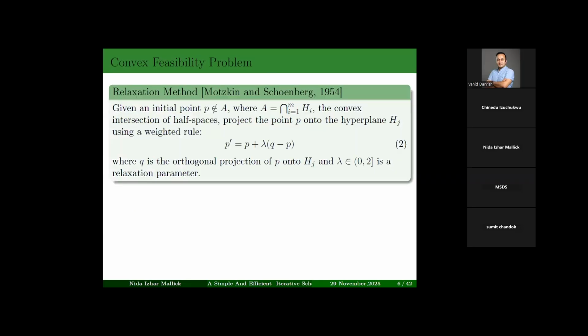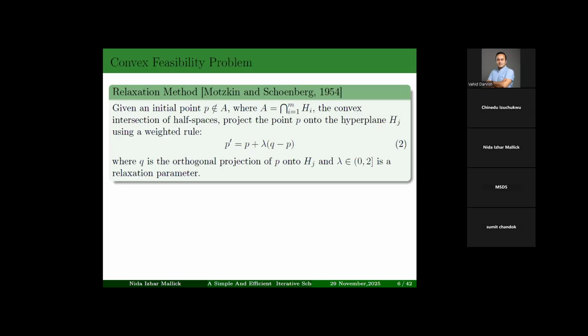Then in 1957, Motzkin and Schoenberg presented the relaxation method defined by equation number 2. Here, instead of simply projecting onto the hyperplanes, we move partially towards the projection using a parameter lambda which belongs to the interval (0, 2], open at 0. But this method was only algorithmic and intuitive, and still it needs some stronger theoretical guarantees.